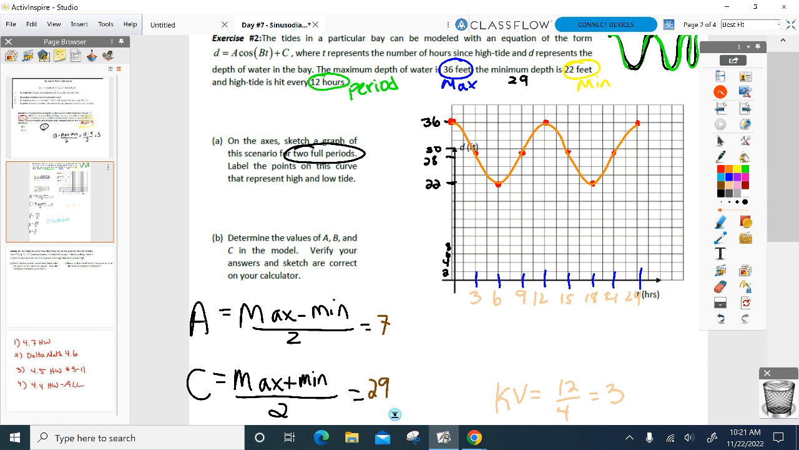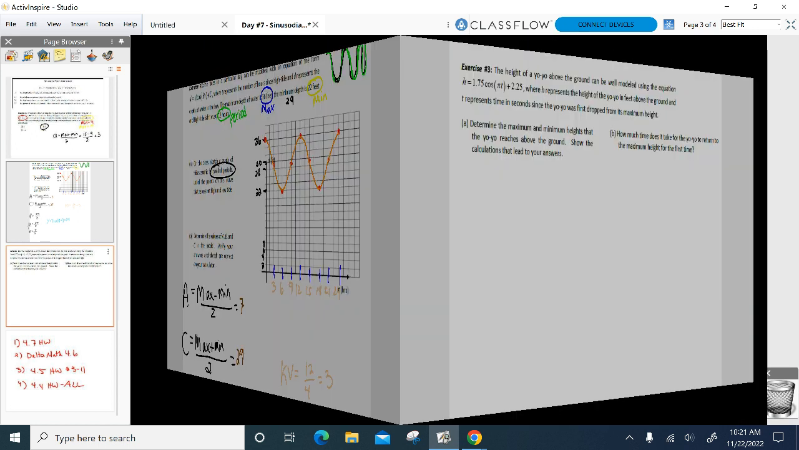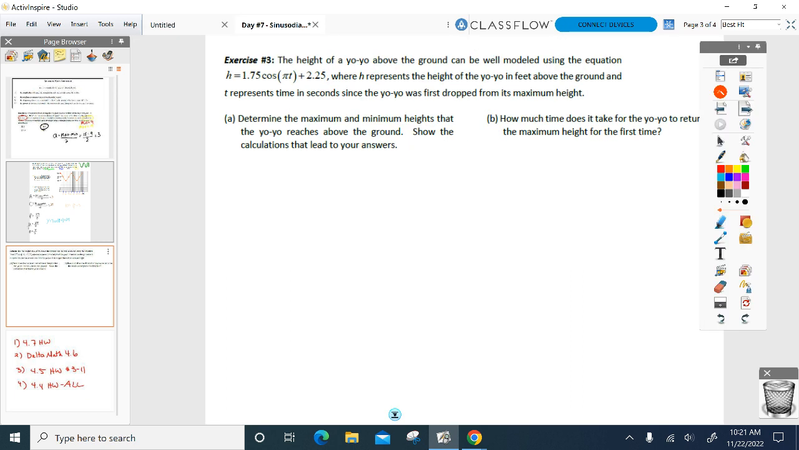Any questions? Setting up your x-axis, setting up the y, and then graphing these points because it's a cosine curve. All right, one more, and then I'll do the same thing I did yesterday, come around and sit with every group.